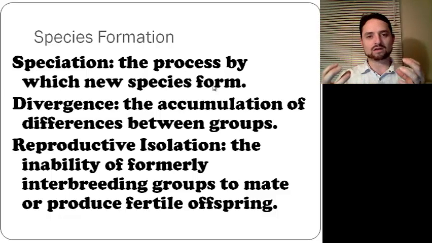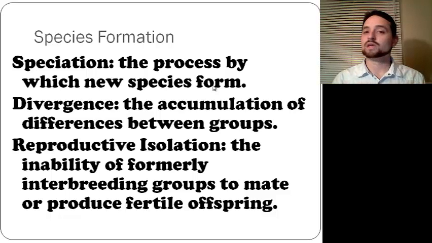You have a new species forming that now you need to give a new name because they can no longer interbreed, and that's really the definition of species: organisms that can interbreed to produce fertile offspring. If they can't interbreed, they can't produce fertile offspring, then they are different species, and they need their own name and habitats and things like that.